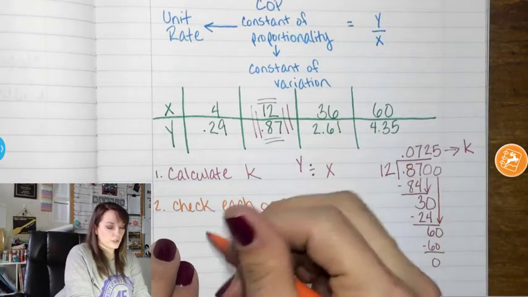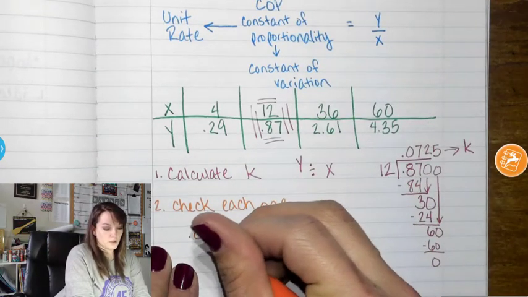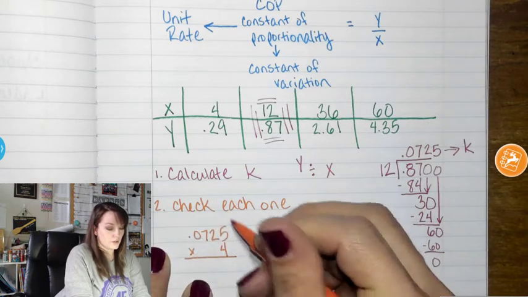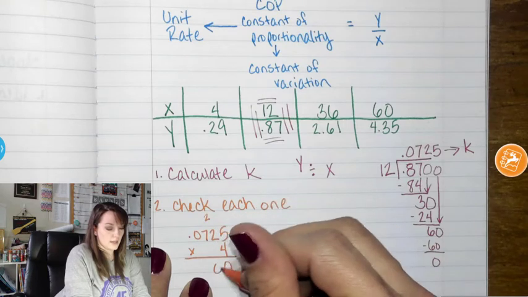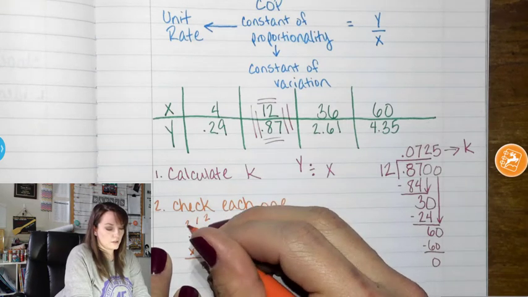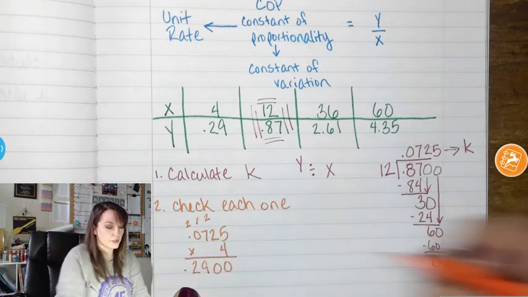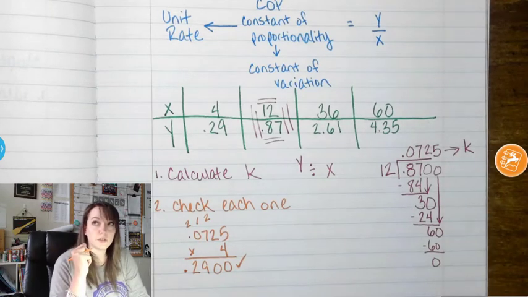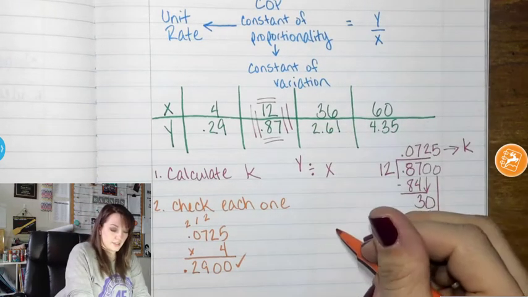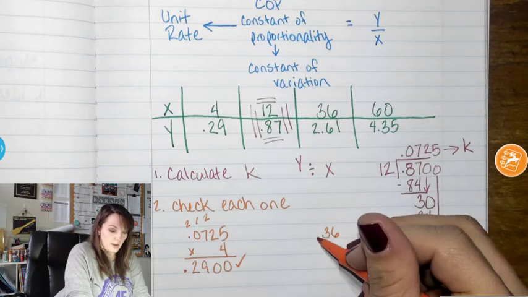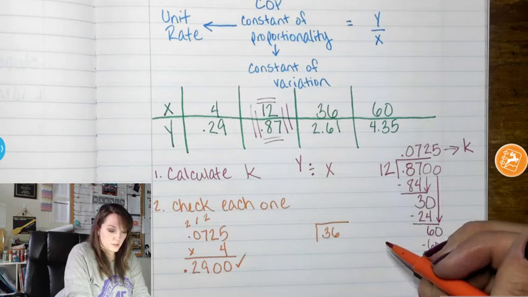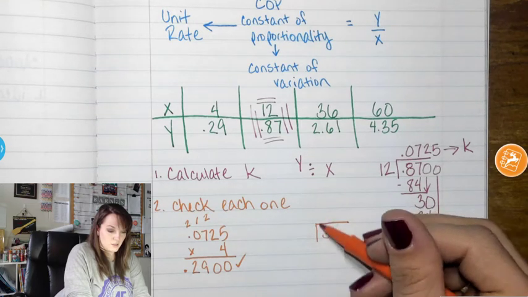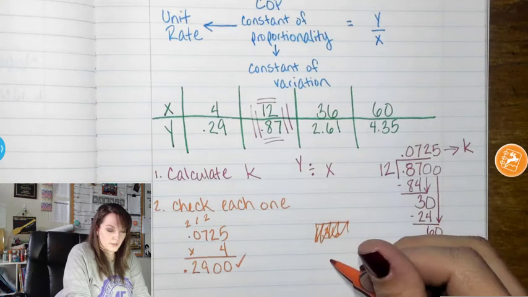So I'm going to do 0.0725 times 4 just to show. So that's 0.29. So that checks out. That's a good one. Now I could divide these. 36 divided by, nope, y goes in the house. Sorry, y goes in the house.